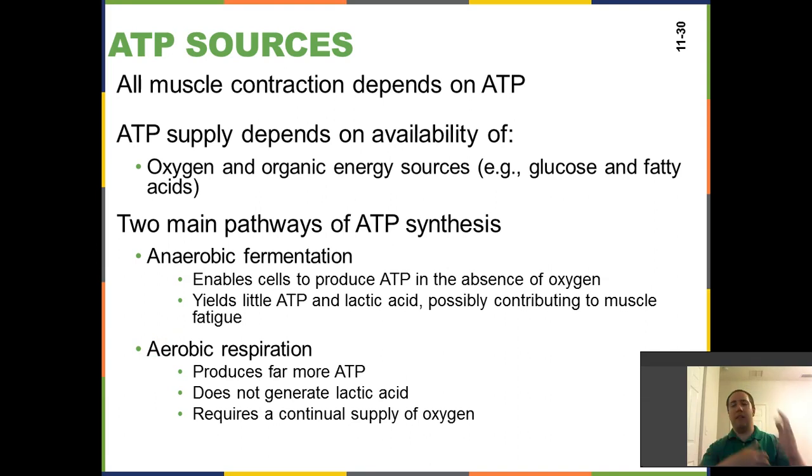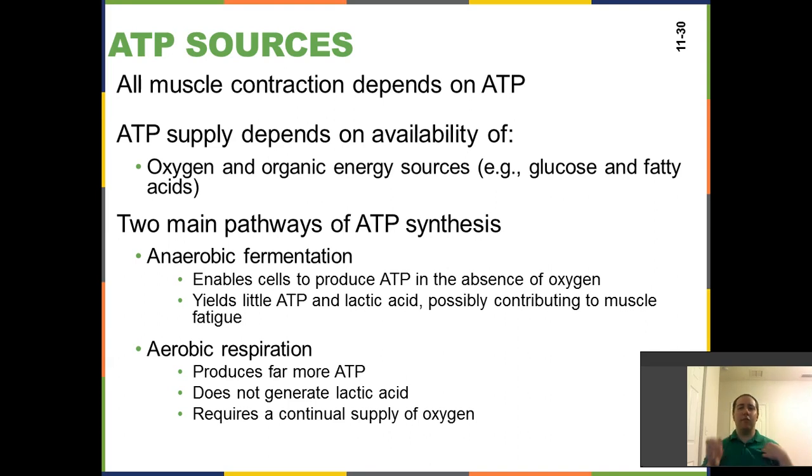This is a multi-step process, but when all is said and done, we can convert 1 molecule of glucose into 38 ATP molecules. Not only that, but we get essentially no toxic byproducts from that process. The downfall of it is we need oxygen to do that. But our muscles don't always have enough oxygen to do that. And so when our muscles run out of oxygen, we're going to switch from aerobic respiration to anaerobic fermentation.